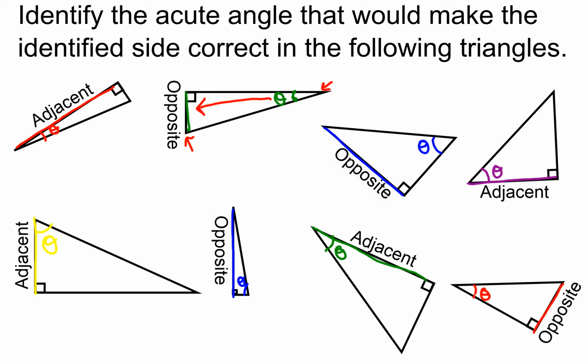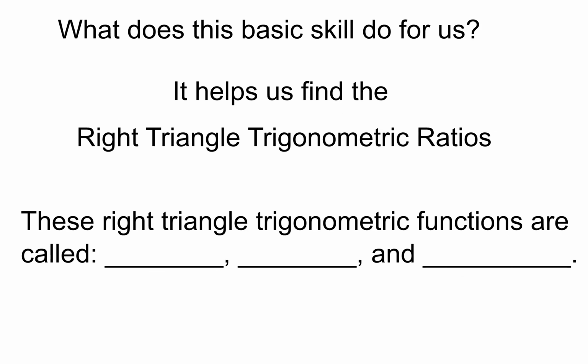Okay, so last piece here. What does this basic skill do for us? What's the whole point of doing this basic skill? Well, it helps us find those right triangle trigonometric ratios. So before we talk about what those ratios are, let's talk about what those trigonometric functions are called. You guys might recognize these from the buttons on your calculators.